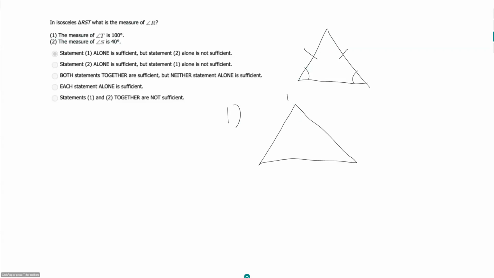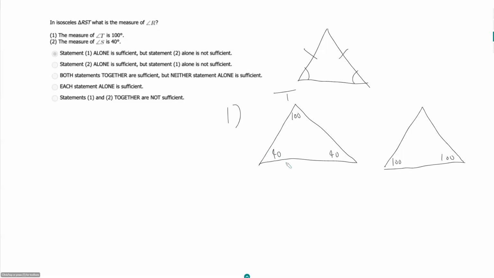what this means. So we've got angle T, and that has to be 100. What does that mean about the other two angles? You can think that there are two ways you can draw an isosceles triangle. We can either have the 100 be up here, or the 100 could be one of these angles down here. If we have this scenario, then these two have to be equal to 40 because the sum of the angles of a triangle has to add up to 180.